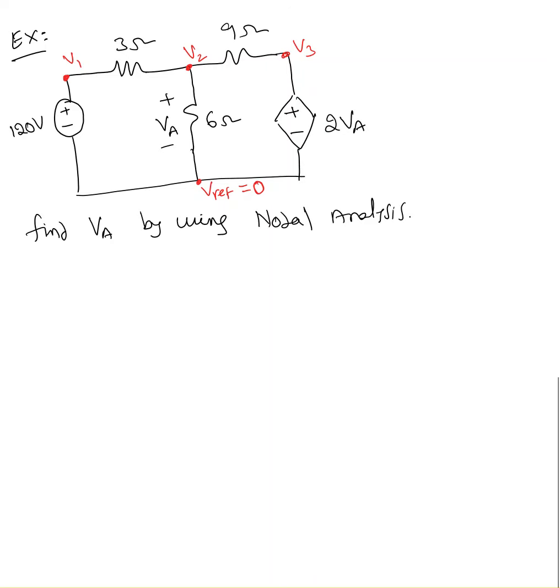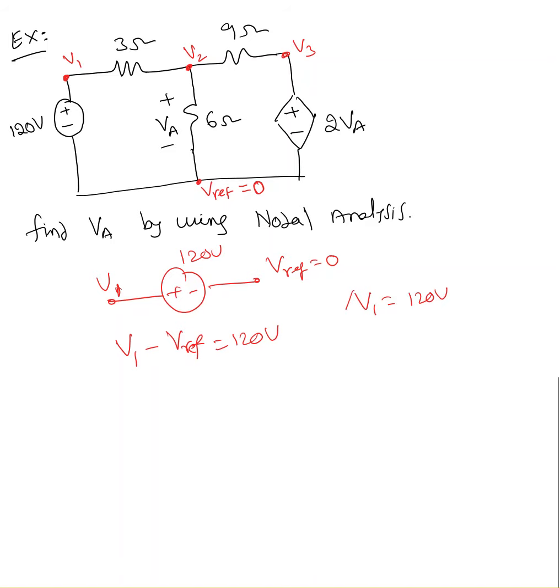at each node. Before applying KCL at each node, look at each node and see if there is a voltage source between the reference node and an unknown node voltage. If you look at V1 and V reference, here is my V1 and the given voltage is 120 volts. V reference is 0. Can I say V1 minus V reference, which is 0, equal to 120 volt? I know V reference is 0, so V1 must be equal to 120 volt.